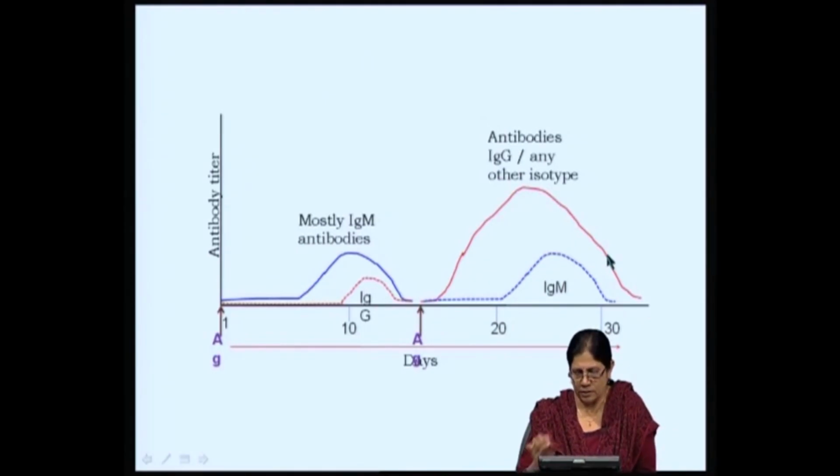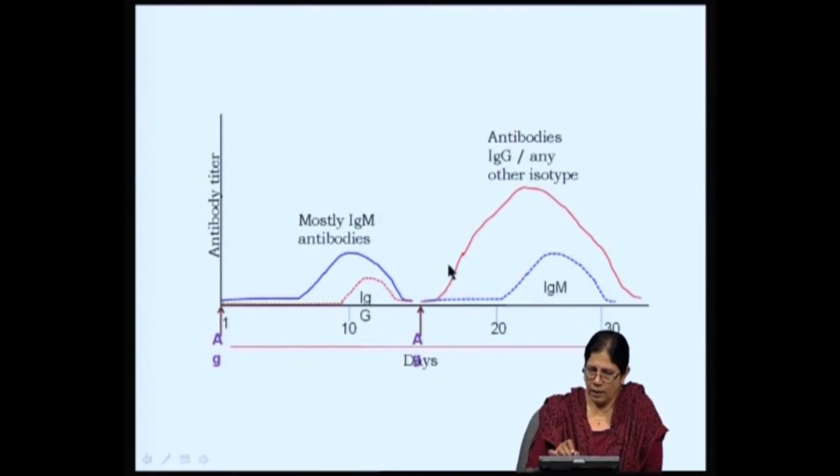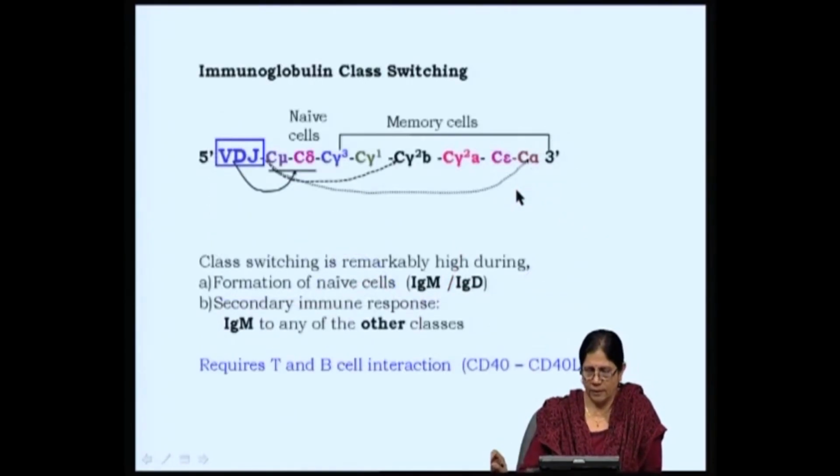Nevertheless, let us just look at this. Now, again I would like to tell you that the affinity of these two populations also varies. This is high affinity compared to this, but what I would like to emphasize here is that the immune response generated in the primary would be mostly IgM, and there is generation of memory cells which are known to class switch to IgG class of antibodies or any other class. Let us look at what the other classes are.